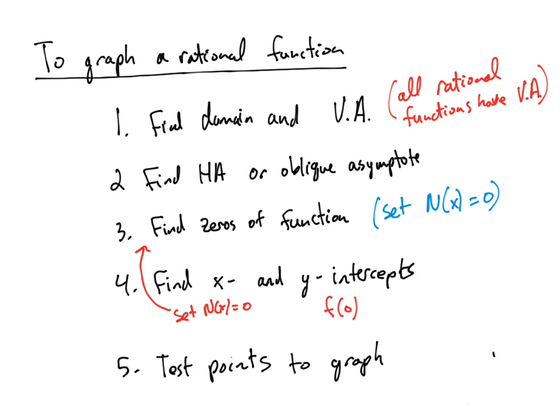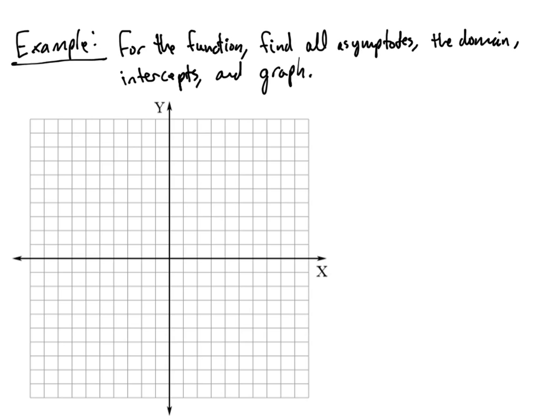All right. So let's look at a couple examples and we'll see how this works in practice. For this example, we want to find all asymptotes, the domain, the intercepts, and then we want to graph. And the function we're going to look at is f of x is equal to 2x squared minus 9 divided by x squared minus 9. I wrote that wrong. This should be 2x squared minus 2.